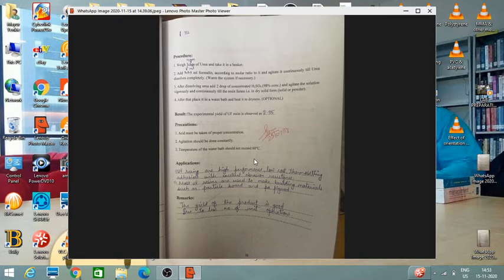After that, place it in a water bath and heat it to dryness. In a water bath, you can go to temperatures as high as 60 or 70 degrees. Then we just dry it. Precautions: acid must be taken with proper concentration. Diluted acid will not work. Agitation should be done constantly. The temperature of the water bath should not exceed 60 degrees.